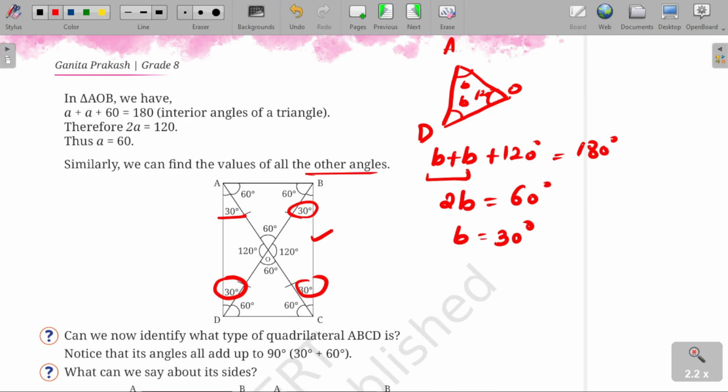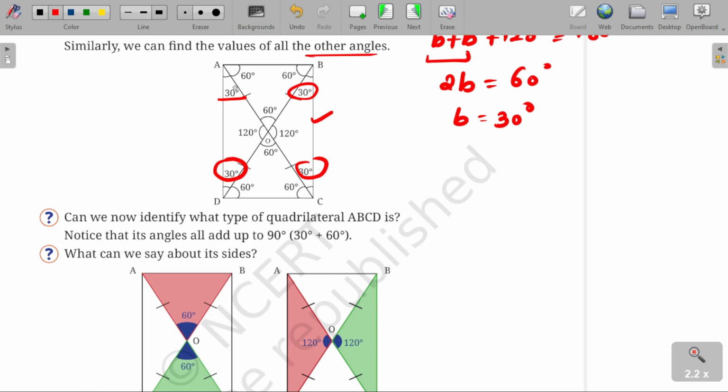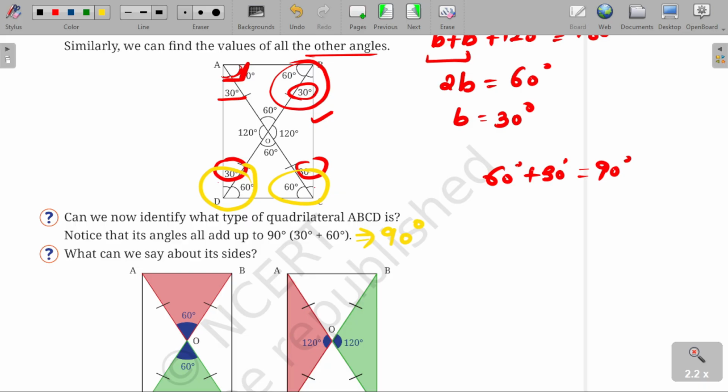Can we now identify what type of quadrilateral it is? Yes, it is easily detectable now. See, this is 30 degrees, this is 60 degrees. By adding them, 30 degrees plus 60 degrees is 90 degrees. All the angles are 90 degrees. You see that? All the pairs are forming 90 degrees, right? Here also and here also, 90 degrees. You can say that all the angles are 90 degrees.